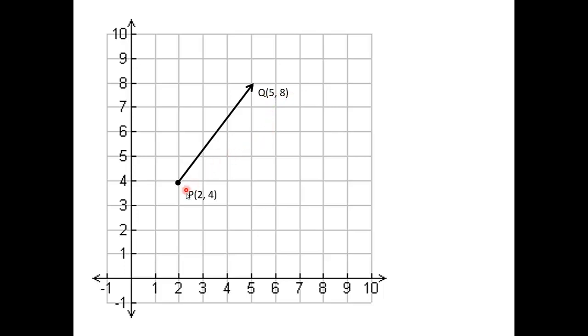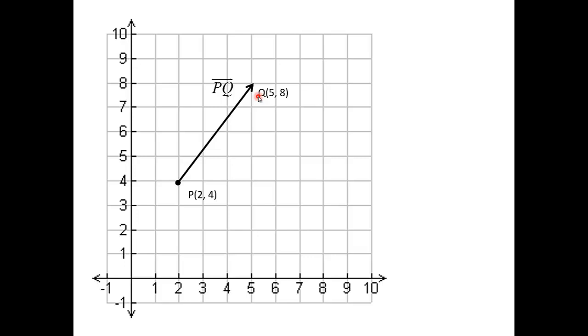Now, because this has an initial point of P and a terminal point of Q, sometimes we'll label that vector PQ, like this, and put a little arrow above it to indicate that it's a vector. Some other times, maybe we won't put the arrow above it. We'll just represent the vector as a boldface PQ. But anyway, this is the vector.